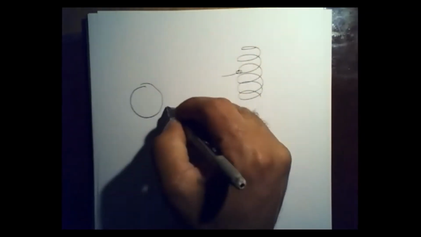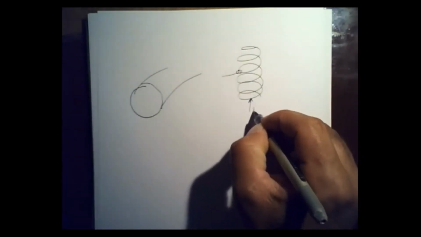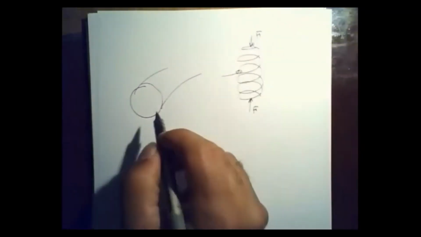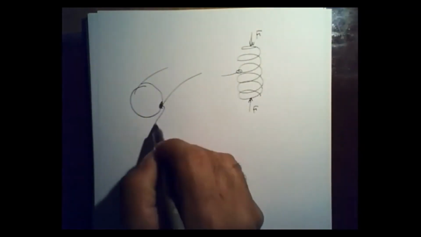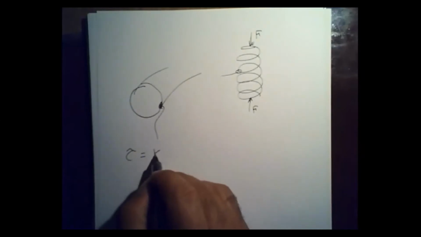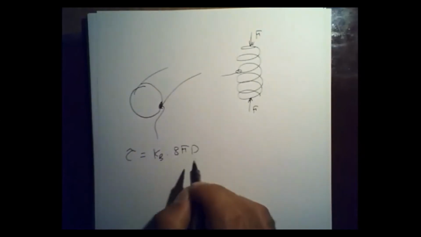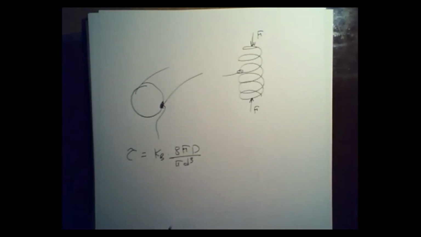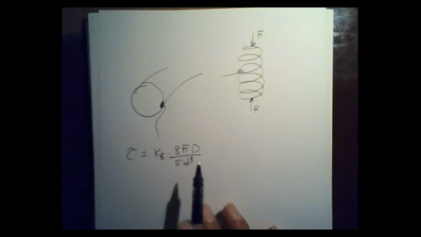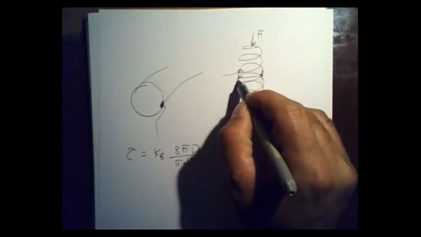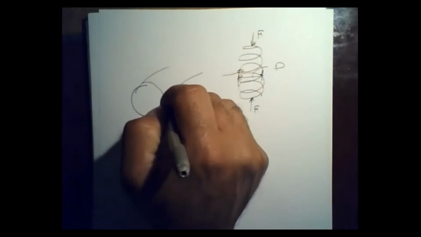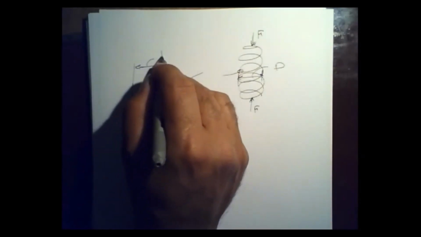Just a brief recap, if you have some spring, if you zoom in on the wire, this is how the wire is going to look. And if you have a compression force applied on that spring, you are going to have a shear stress over here. And that shear is going to be equal to KB 8FD over pi d cube, where F is the force applied on the spring, D is your mean coil diameter, and small d is the diameter of the wire that the spring is made out of.